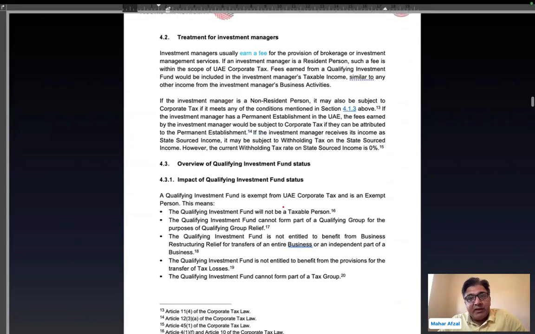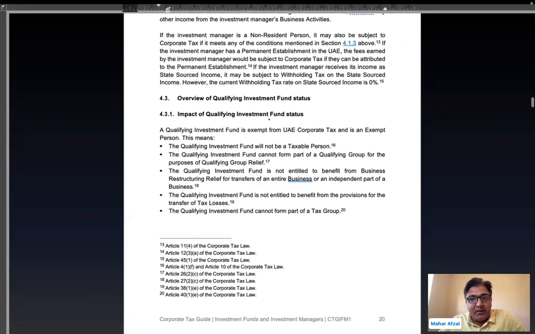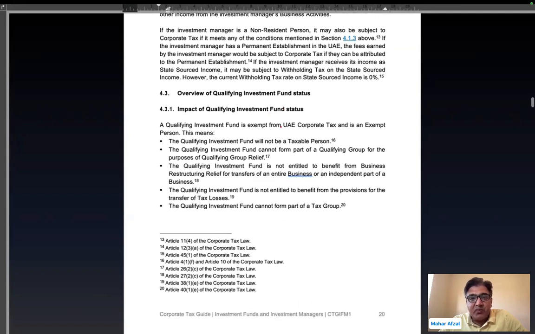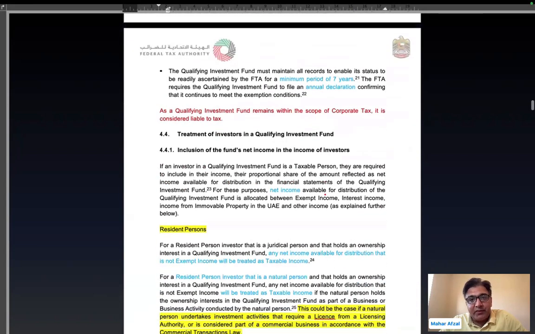Treatment for the investment manager: we say the fee will be subject to tax, whether resident or non-resident, it will remain the same. Impact of a qualifying investment fund: these are the limitations that were discussed. They cannot become part of the qualifying group. They cannot enjoy the restructuring relief. They're not entitled to the provisions of transfer of tax losses. They cannot be part of the tax group as well, and the qualifying group we've already discussed.